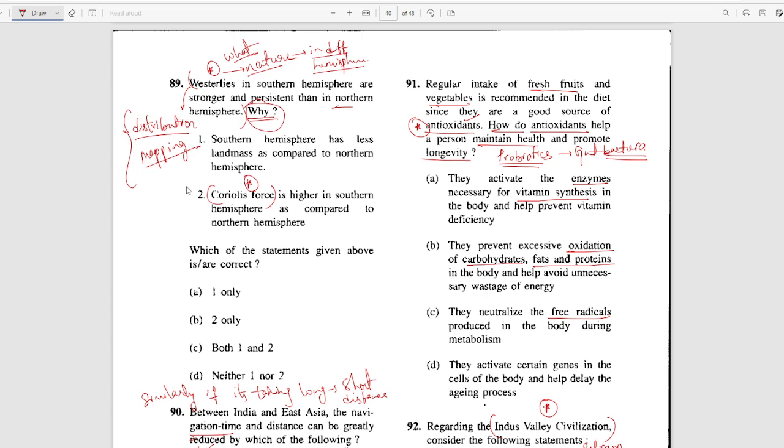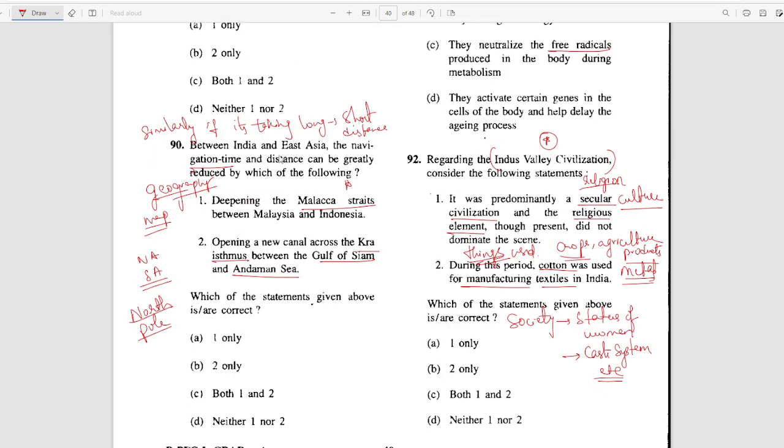Where are the westerlies? And here, when you see the options, southern hemisphere has less land mass as compared to northern hemisphere. Coriolis force is higher in southern hemisphere as compared to northern hemisphere. So now you know that they've asked about Coriolis force. Now read about what Coriolis force is and why it is important and how it affects the climate or the monsoon. Read these things. Read the distribution of these westerlies, and if there are other winds, global winds, you can read about that also.